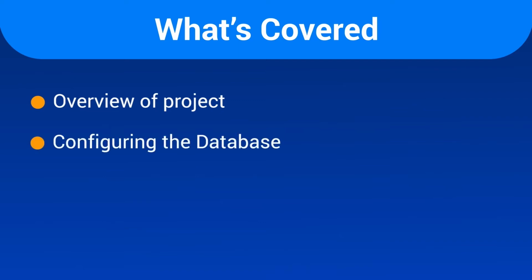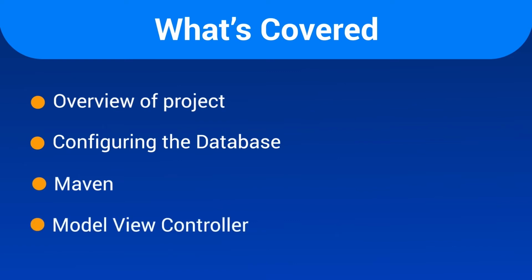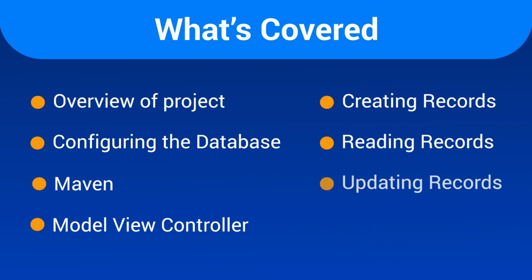We'll start off with an overview of the project and move on to topics that include configuring the database, using Maven to handle dependencies, an in-depth discussion of the Model View Controller. And as we build our application, we'll cover how to handle creating records, reading student records, updating those records, deleting the records, and some more relevant information. But before we get started, there are a few things you need to know, so let's go ahead and jump into that first.